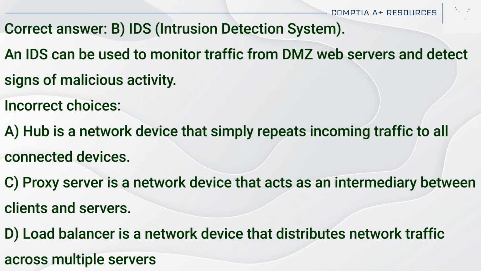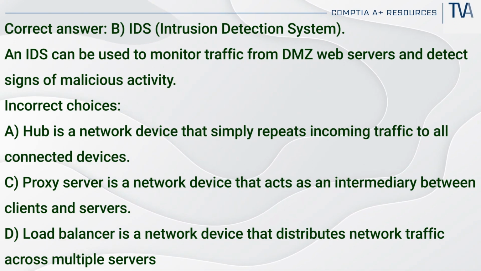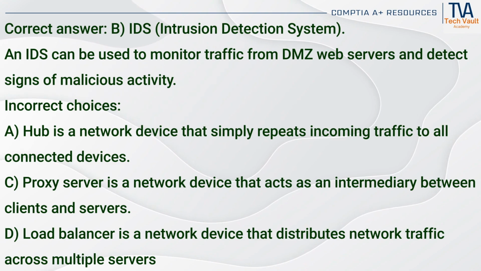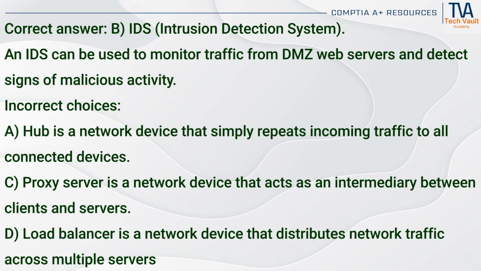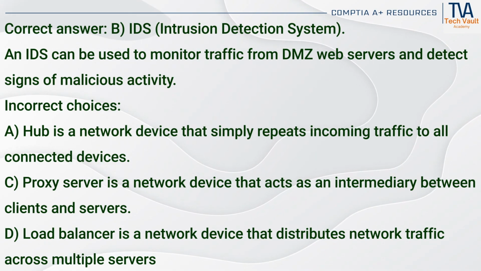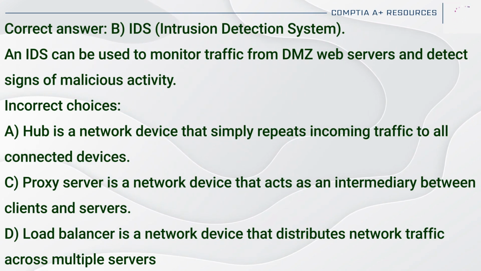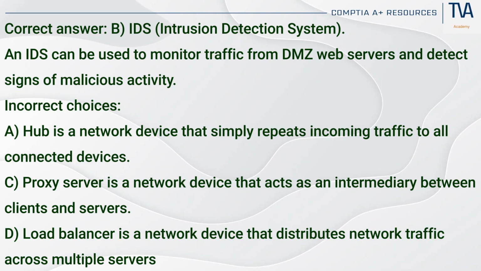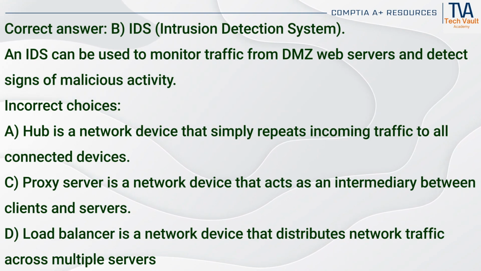Correct answer, B. IDS, Intrusion Detection System. An IDS can be used to monitor traffic from DMZ web servers and detect signs of malicious activity. Incorrect choices. A. Hub is a network device that simply repeats incoming traffic to all connected devices.